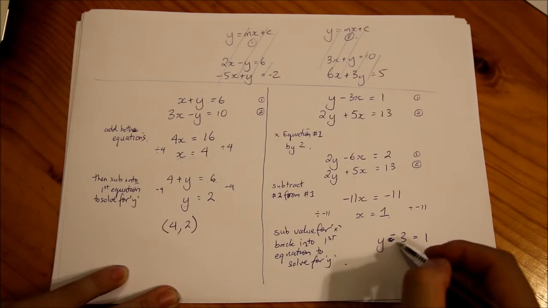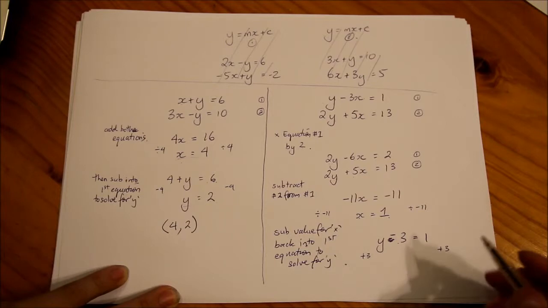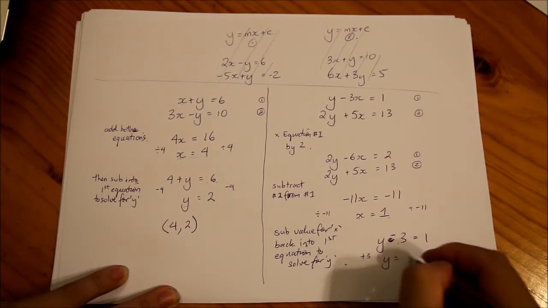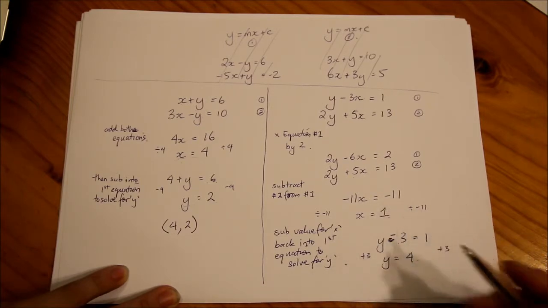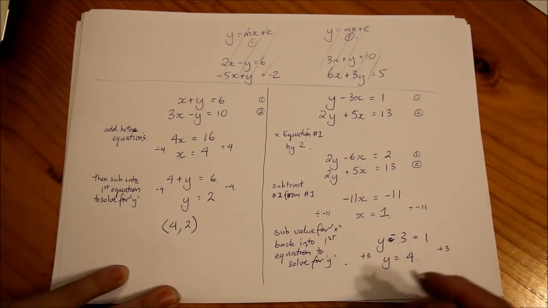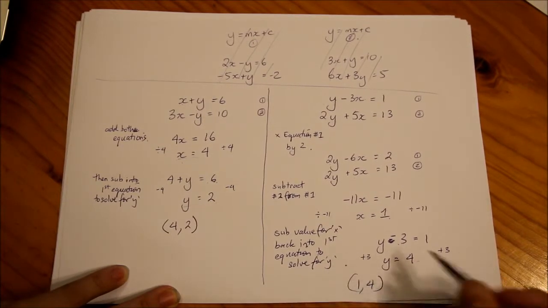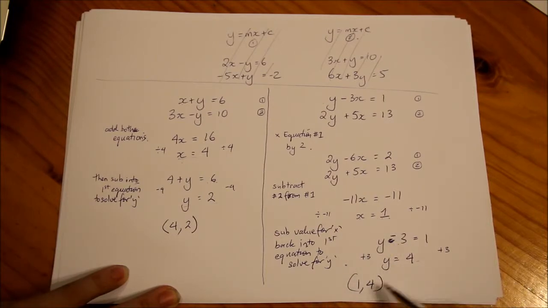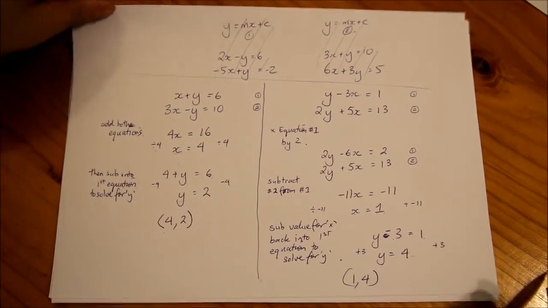To get rid of the minus 3 here, I'm going to add 3 to both sides, and y will equal 4. So I've got the value for y, I've got the value for x, so the point of intersection, or the solution for these two equations, or the point at which those two lines intersect each other, is 1, 4. x is 1, y is 4. Alright, I'm going to do one more example, just hopefully to reinforce everything.